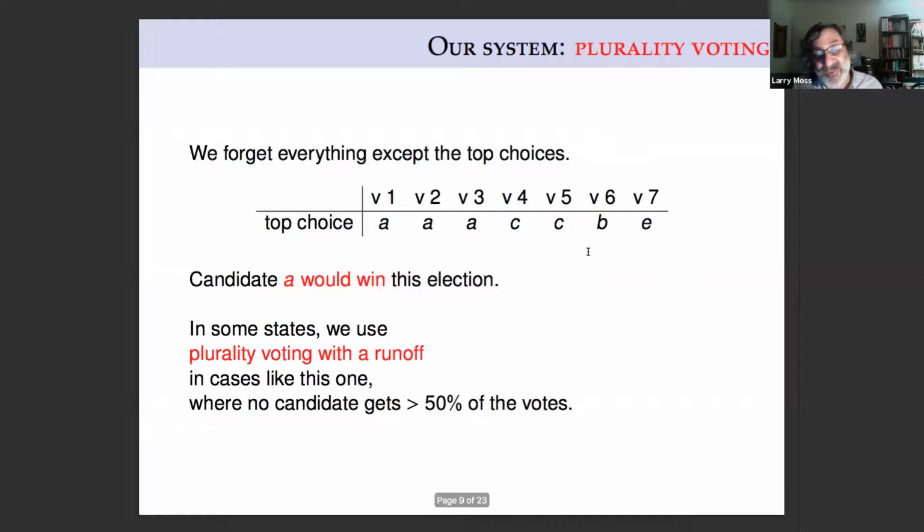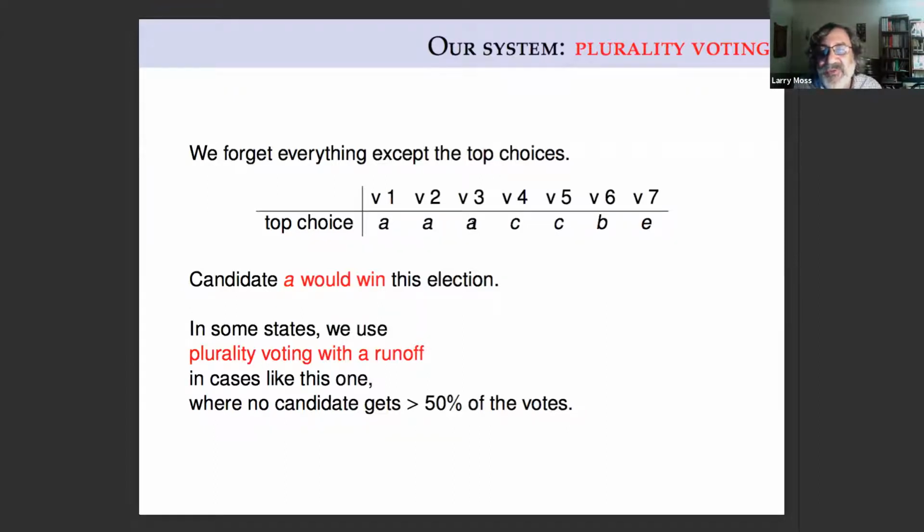Now, there's even a little bit of a wrinkle, because in some states, or even some cities in America, you have what's called plurality voting with a runoff if nobody gets more than 50%. In this case, nobody got more than 50%, because 3 out of 7 is less than 50%. And then you'd have to have some kind of runoff, which in effect makes for a different voting system.